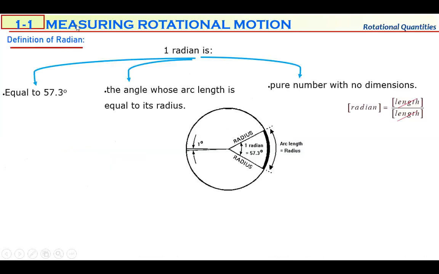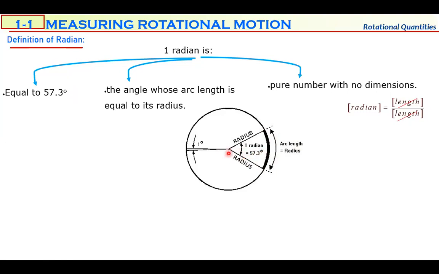Then we define what a radian is. One radian is defined in maths as the angle whose arc length is equal to its radius. Look here. If this angle is one radian, which is almost equal to 57.3 degrees, this arc length and that radius must be equal in length. For example, if the radius is 10 centimeters, this arc length must be 10 centimeters, then we say that this angle is one radian, which is 57.3 degrees.